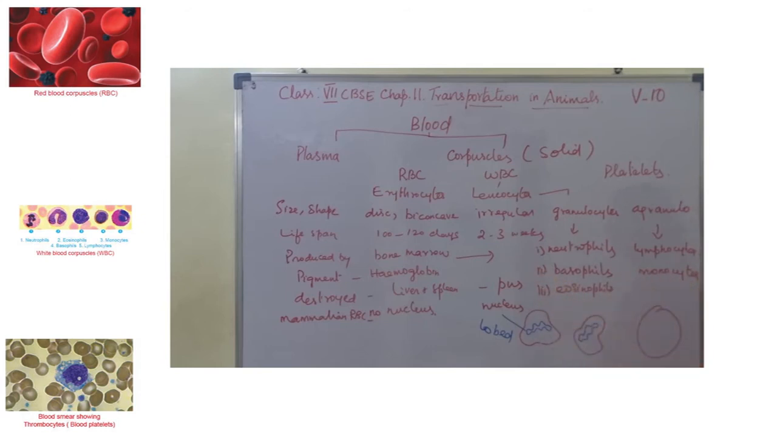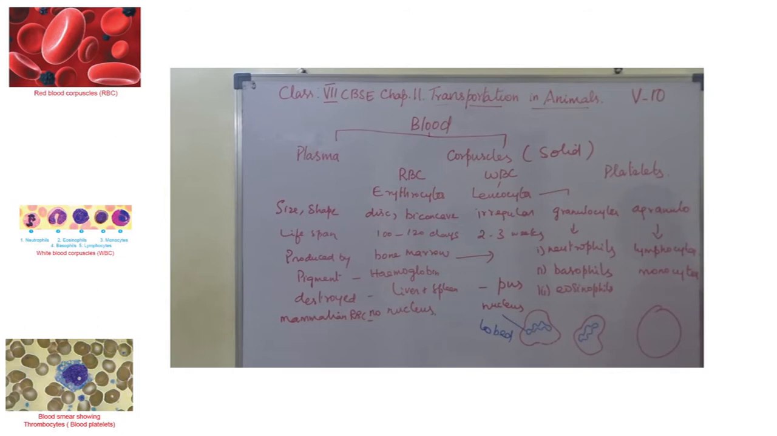In RBC, the mammalian mature RBC has no nucleus. Whereas leukocytes have a prominent nucleus, lobed and divided. So it is called a lobed nucleus.